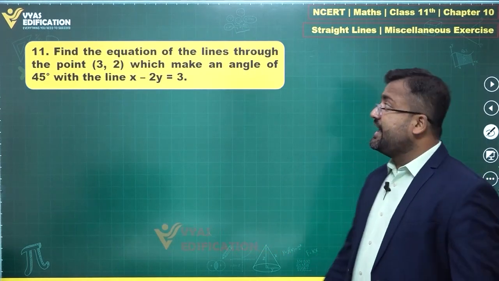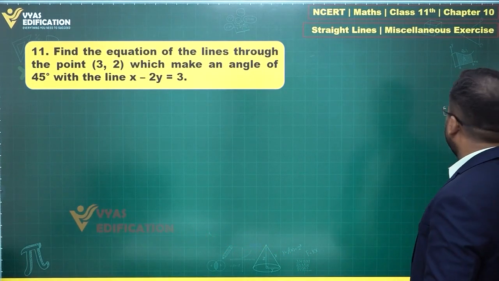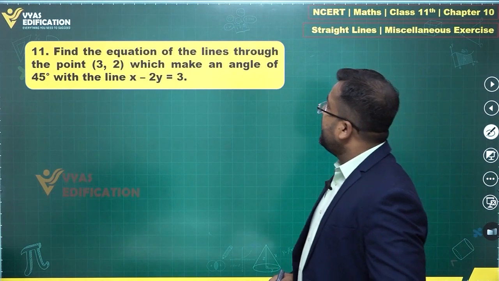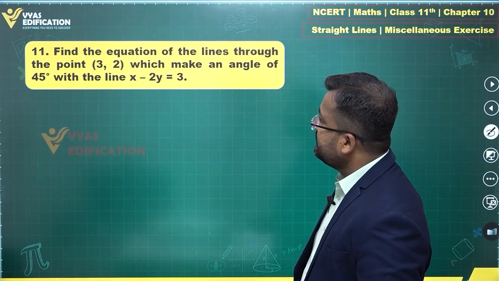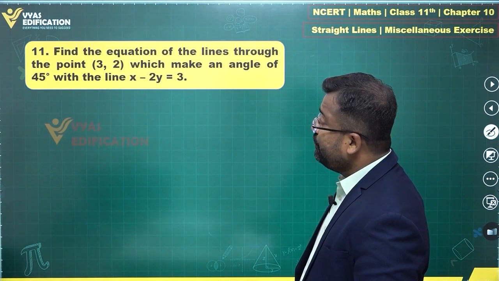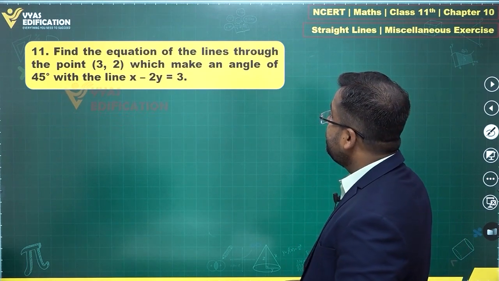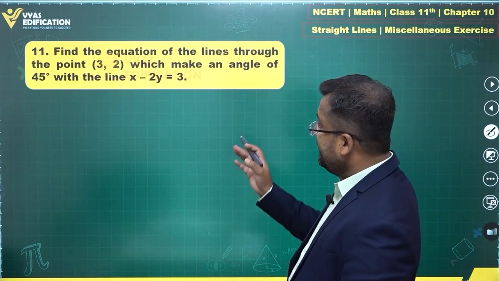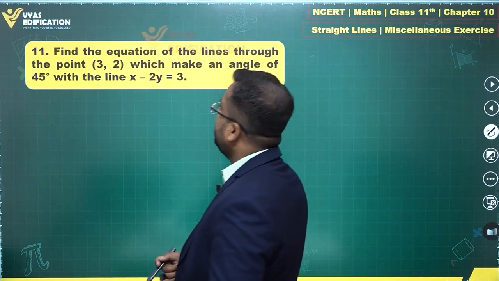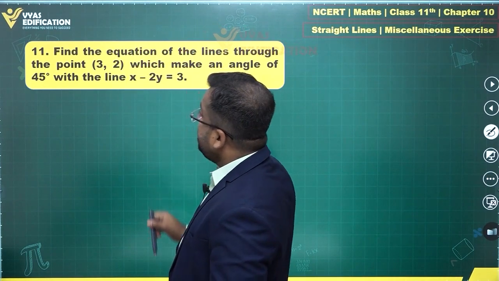The 11th question says, find the equation of lines through the point (3, 2) which make an angle of 45 degrees with the line x minus 2y equals 3. Okay, how do we do it? So, lines passing through (3, 2).